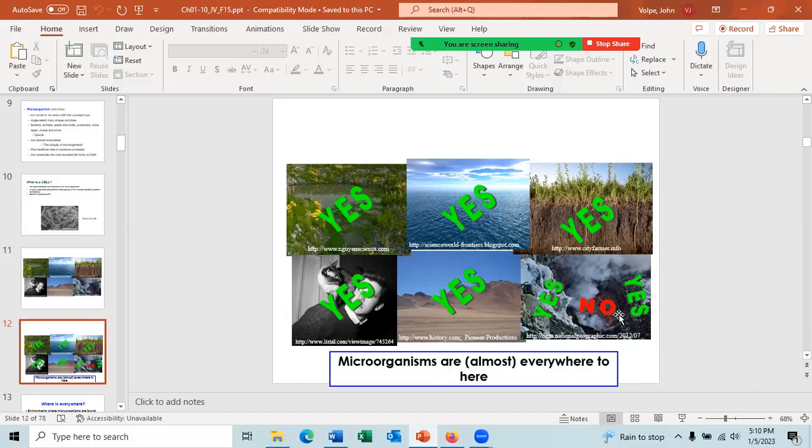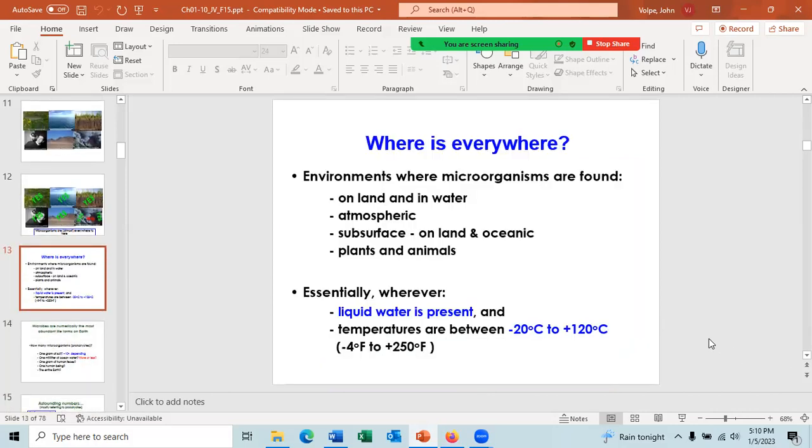We were talking about where you can find microbes, and essentially they are everywhere on the planet, every inch, except where there is lava or magma or something that's really hot. So microorganisms are found on the land and in the water, in the atmosphere, subsurface both under the land and under the ocean, and on plants and animals. Essentially, wherever liquid water is present, you can find life. And living things can be found between temperatures of about minus 20 degrees Celsius and 120 degrees Celsius.